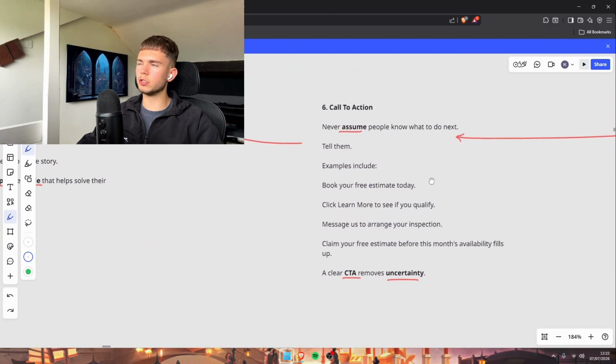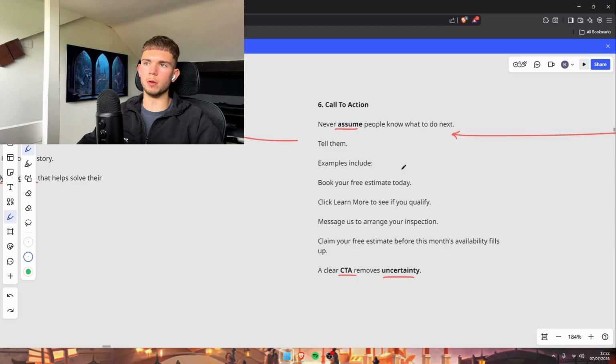So the call to action is probably one of the most important parts. This is where a lot of people lose out on leads. Never assume people know what to do next. You need to tell them.